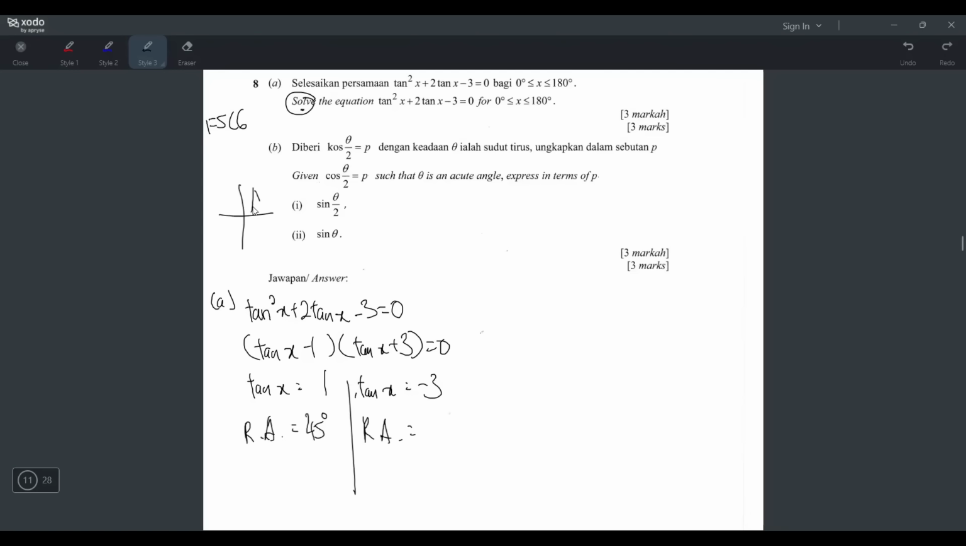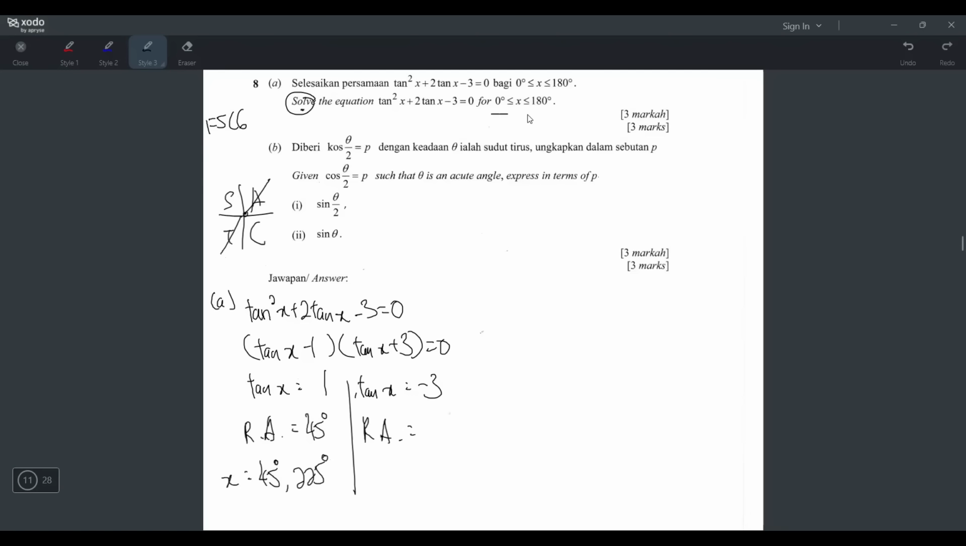So add sugar to coffee. If your tangent answer is +1, that means it's in quadrant 1 and quadrant 3. That means you have to change the reference angle to quadrant 1 and quadrant 3. Okay, quadrant 1, that would be the reference angle 45. And then to change to quadrant 3, you have to take 180 plus. So you will get 225.